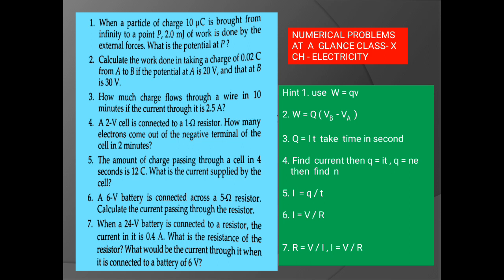Question number 7. When a 24 volt battery is connected to a resistor, the current in it is 0.4 ampere. What is the resistance of the resistor? What would be the current through it when it is connected to a battery of 6 volt? Here you can use R equal to V by I and then I equal to V by R.